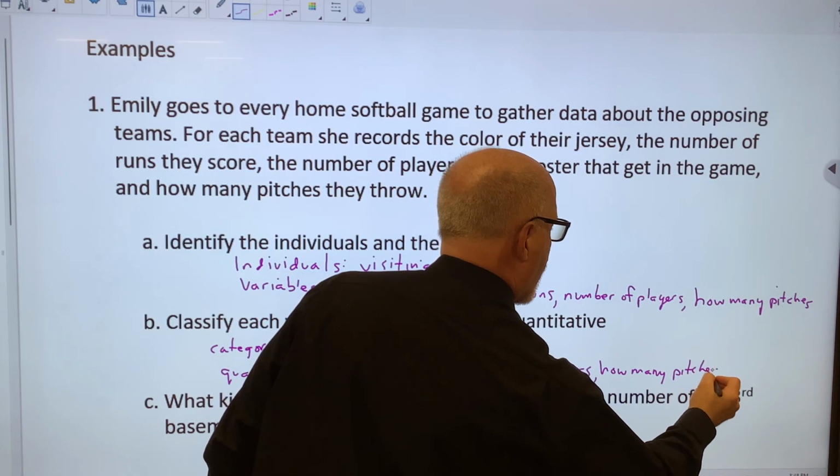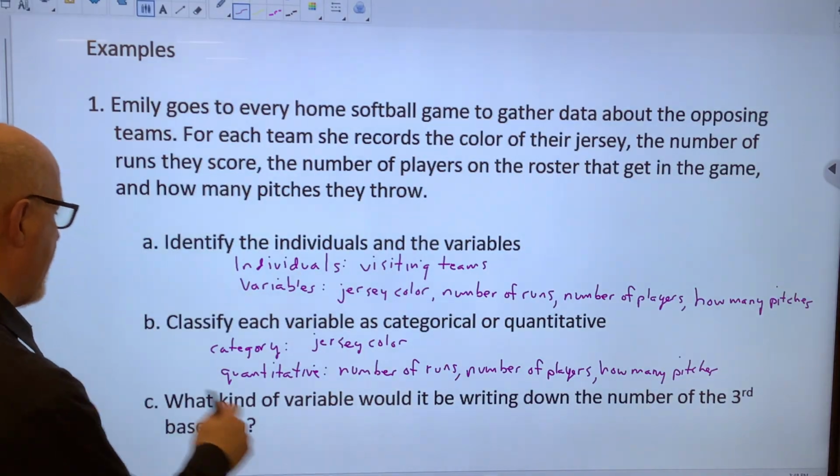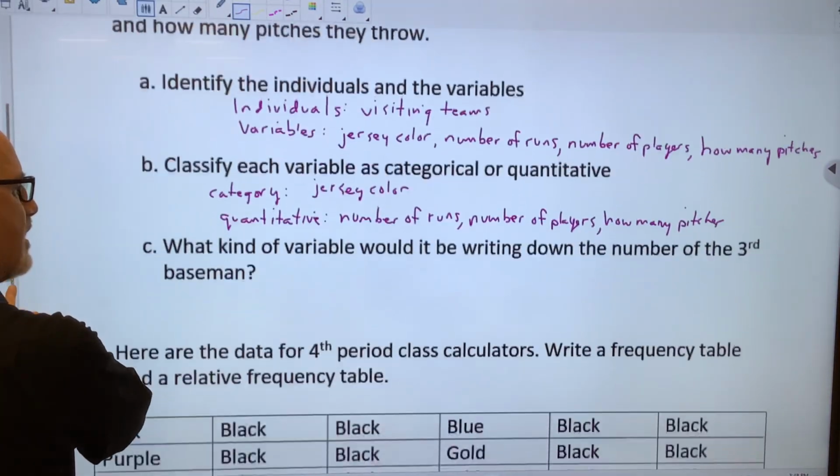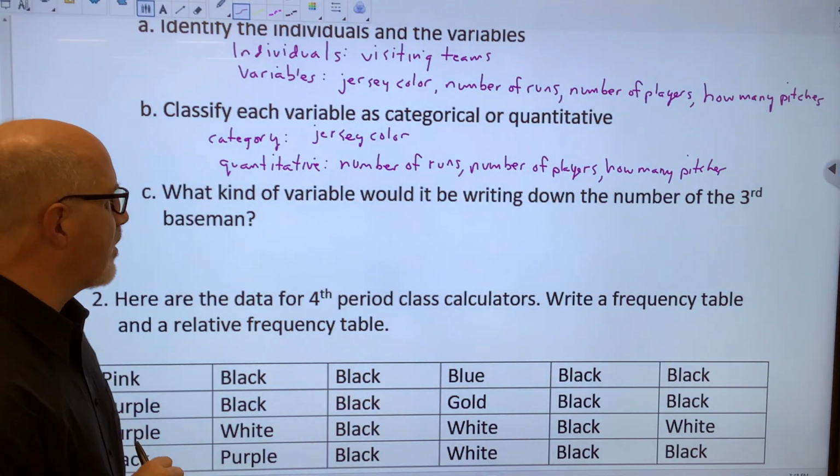Those are our quantitative variables that we use. Now, next, let's throw a little bit of a curveball, if you will, for this softball game.